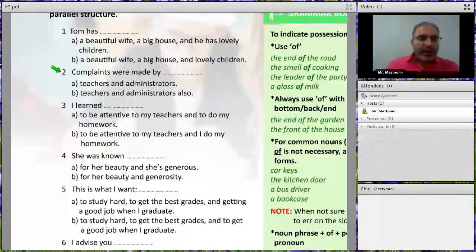Number 2, complaints were made by, well, the answer is A, teachers and administrators. So you see, teachers is a noun, administrators is another noun. So we have a series of nouns here. By the way, complaint, everyone, is the noun form of complain. When we are not happy with the service, we complain. The noun form is complaint, and you make a complaint. Administrator means manager.